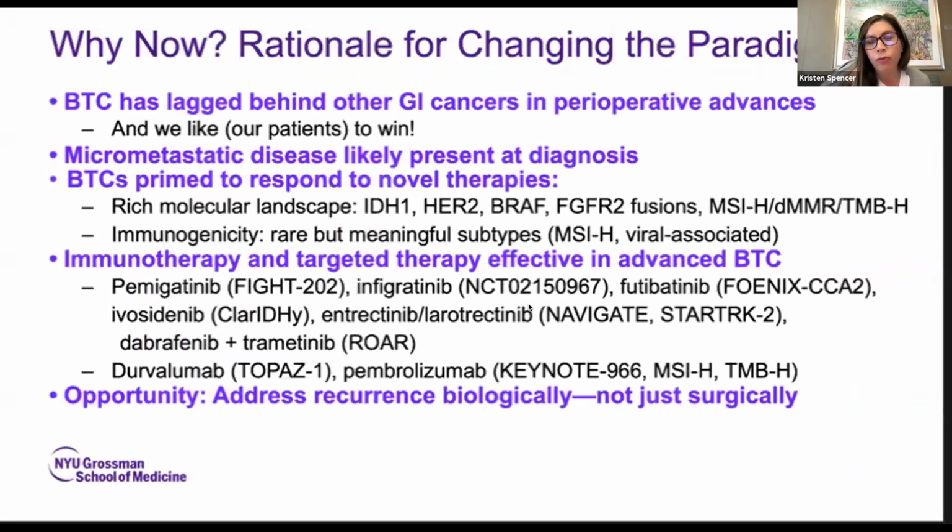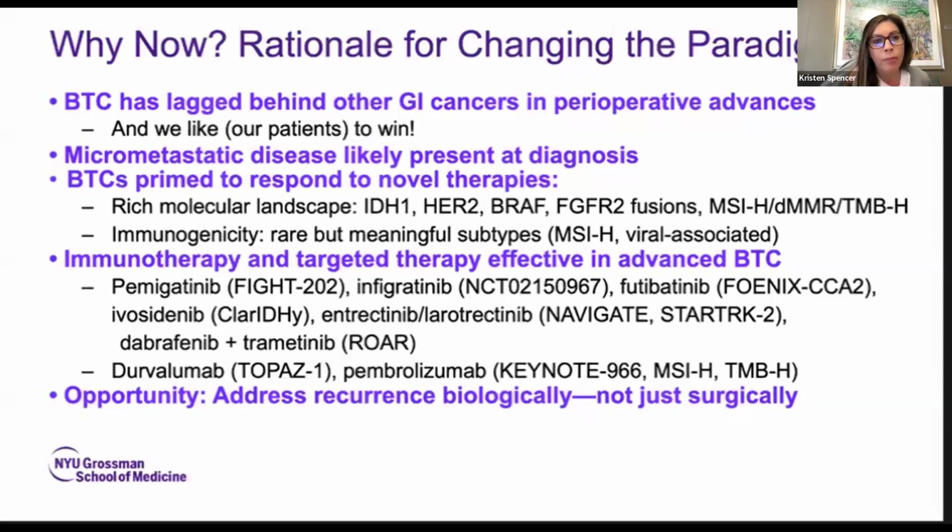Biliary tract cancers have historically lagged behind other gastrointestinal cancers in many ways, particularly in perioperative treatment advances. And that's not because we don't need to do that, as I've just shown you. It's because of a lot of challenges we've had, those of us that have tried to do these trials, in trial design, the rarity of the disease, and as I mentioned, the patient heterogeneity. We do now recognize that micrometastatic disease is likely present at the time of diagnosis in most patients, and that's what's causing our frequent relapse.